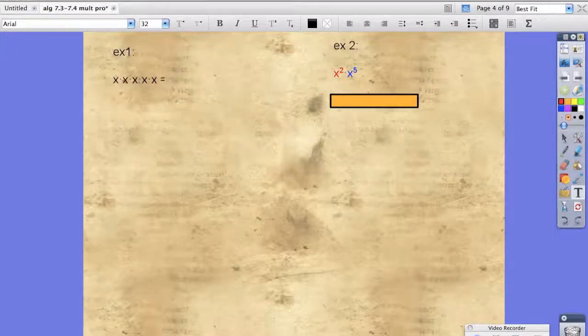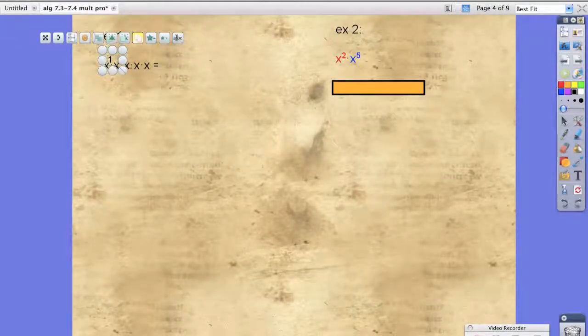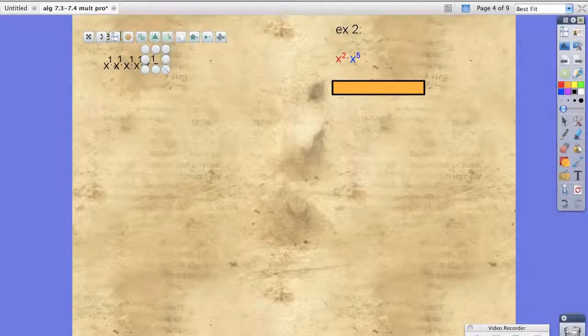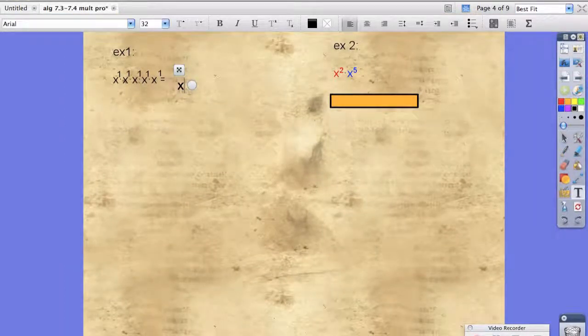For example 1, all we're really trying to do is simplify it. In terms of the x's, there are 1, 2, 3, 4, 5 x's. And because they're all raised to the first power, what we really have here is x to the first power, x to the first power, x to the first power, multiple times. So let's just model that real quick. And all of these, we have 1, 2, 3, 4, 5. This becomes x to the fifth power, and that's our answer.